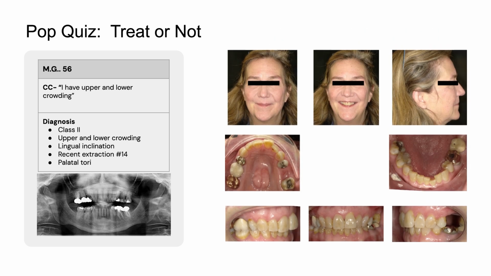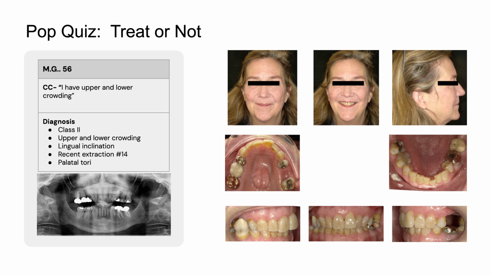Okay, and now we've got Mary, and we take a peek at this case. Her concern was, I have upper and lower crowding, and no doubt you do. You also recently lost a tooth that she fractured a root on. You can see it's actually in the Panorex, but not in the photos. So she had the number 14 extracted. Lingual inclination, good thing for us. We'll be able to help get those teeth lined up better.